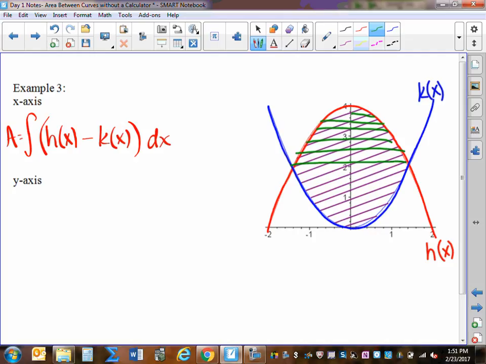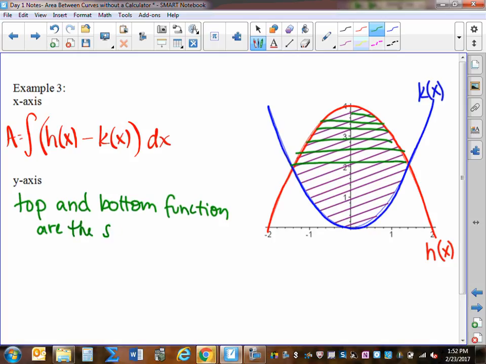Now, if you wanted to go hog wild crazy, you sure could do top function restricted by the axis here, and then double that and do the same thing here. But this would be a problem where it would be a lot simpler just to do it with respect to x. So our top and bottom function here end up being the same. Go ahead and write this as: top and bottom function are the same function. So we don't want to integrate with respect to y.